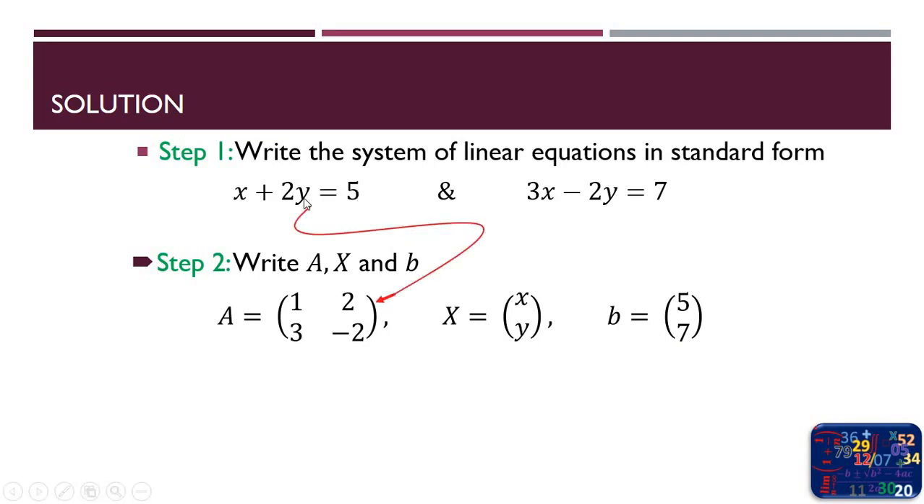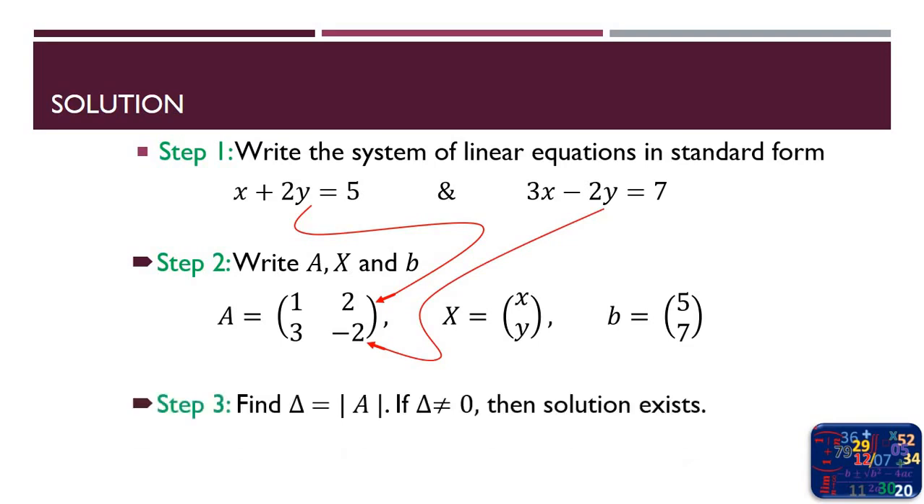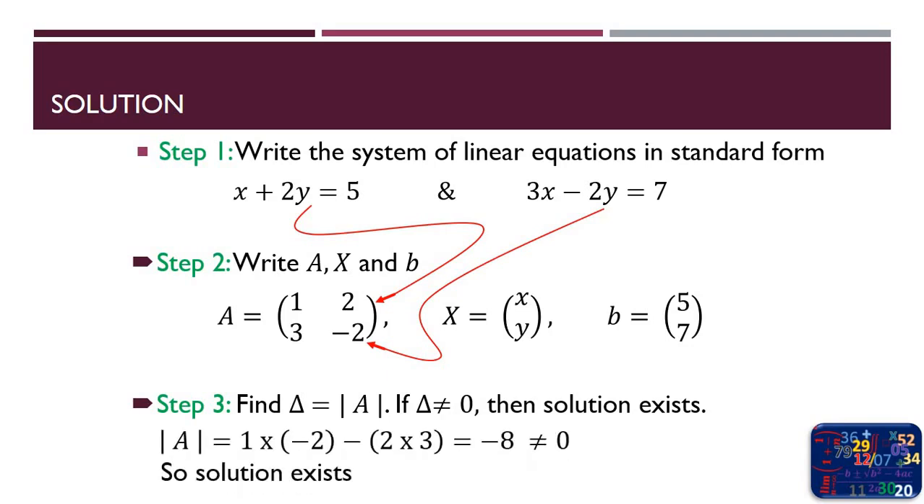Here I have shown the arrow. From the first equation we are getting the first row, and from the second equation we are getting the second row of the coefficient matrix A. Step 3. Find the determinant of A, which we have named delta. If this is not equal to 0, then only a solution exists. Already I have calculated that the determinant of A is not equal to 0 here because the value is minus 8.